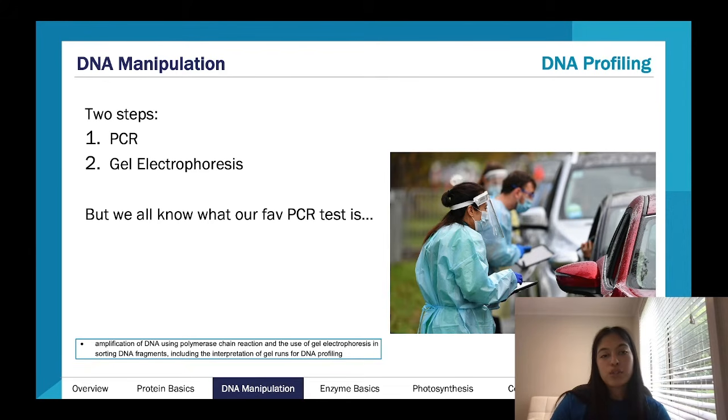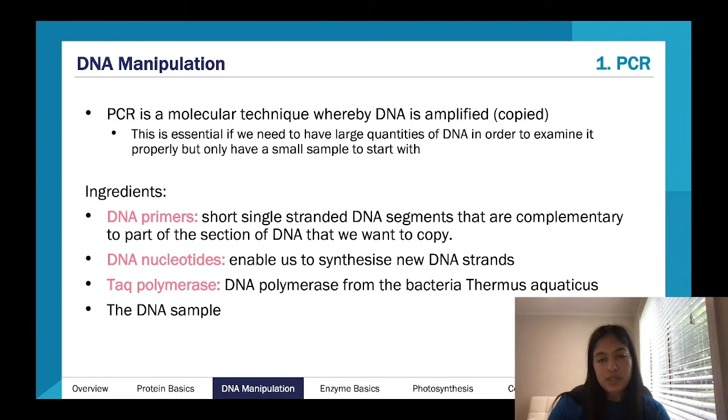Okay, so moving on to other stuff, we've got this idea of DNA profiling. There are 2 steps of it, and you have to know these processes as well: PCR and gel electrophoresis. I'm sure you'll be pretty familiar with what PCR is. In terms of its steps, it's not too complex, but you do have to have a couple of things to start off with. The point of PCR, polymerase chain reaction, is that we are amplifying DNA.